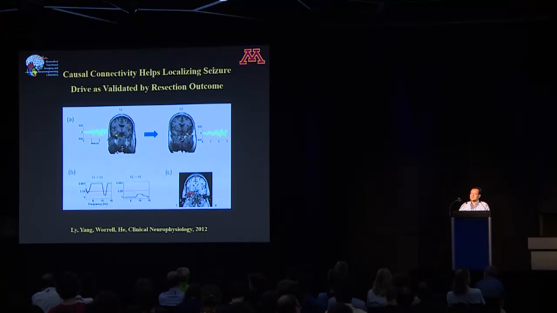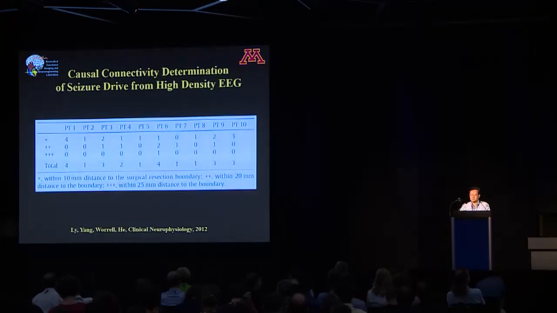In this particular case, the patient was resected on the area covered by S1 and became seizure-free. In total, 10 patients were studied, and for the majority of them, within 1 centimeter, Granger causality in combination with EEG source imaging was able to find the primary seizure source. In the minority, the error is within 2 centimeters, and only one particular seizure in one patient, patient 6, was found within 2.5 centimeters.